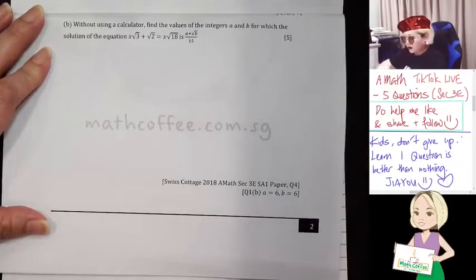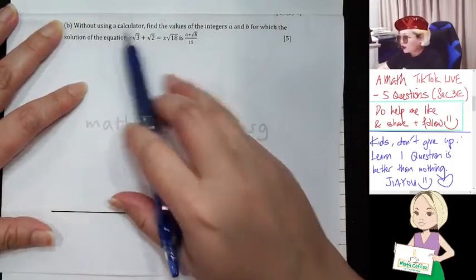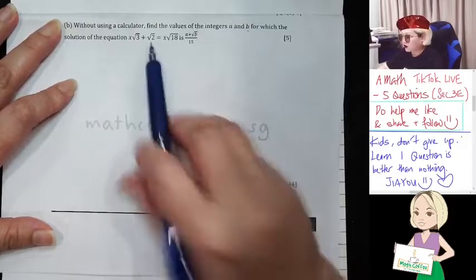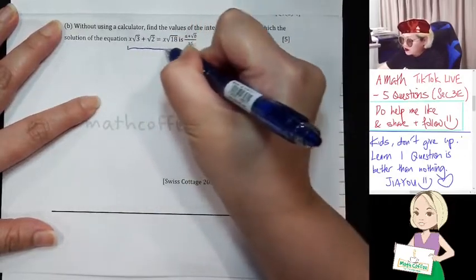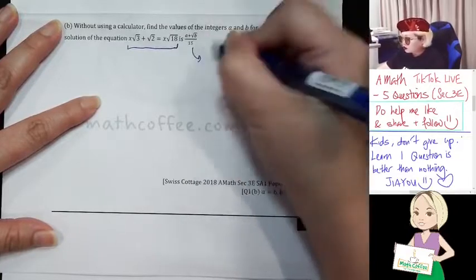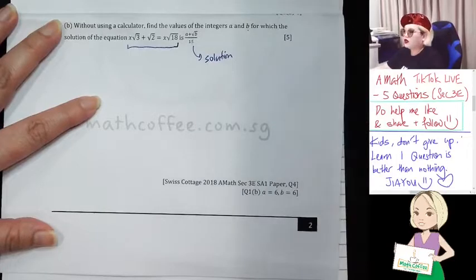Okay, so what we're going to do is, without using a calculator, you are supposed to find the value of the integers a and b for which the solution of the equation is given. See, this is the equation. They are trying to tell you this is the solution. And what does that mean by solution? It means if the equation unknown is x, they want you to solve x.